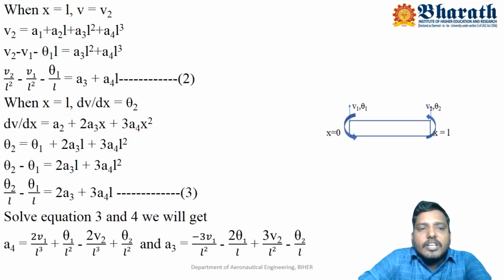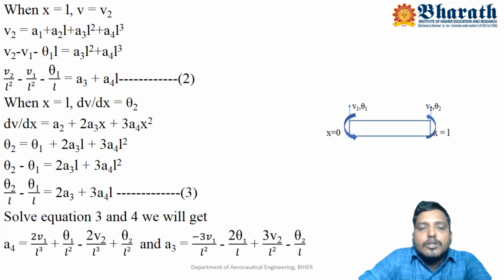What is our third boundary condition? When x equal to L, the lateral displacement v equal to v2. Then we apply, we will get equation number 2. That means 3 times v2 by L square minus 3 times v1 by L square minus 2 theta 1 by L minus theta 2 by L equal to a3 plus a4 L. This is equation number 2. Then apply your fourth boundary condition. When x equal to L, the slope dv by dx equal to theta 2. Then we will get equation number 3. Theta 2 by L minus theta 1 by L equal to 2a3 plus 3a4 L. This is equation number 3.